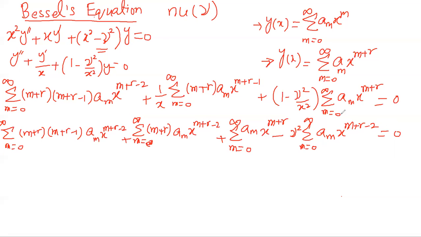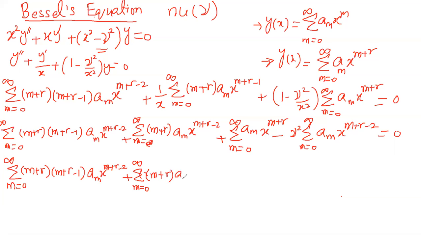Okay, so for this, now we can further see that all the terms have x power m plus r minus 2, this first term, the second term, and the fourth term. But the third term has only x power m plus r. Okay, so we can change this by the change of the indices. So what we can do is, okay, we don't need to change this first term. This will remain same. And then it will be (m plus r)(m plus r minus 1) a_m x power m plus r minus 2. And then the second term will remain the same. Sigma m is equal to 0 to infinity, (m plus r) a_m x power m plus r minus 2.